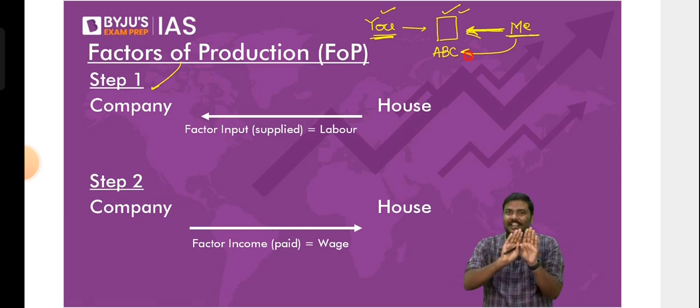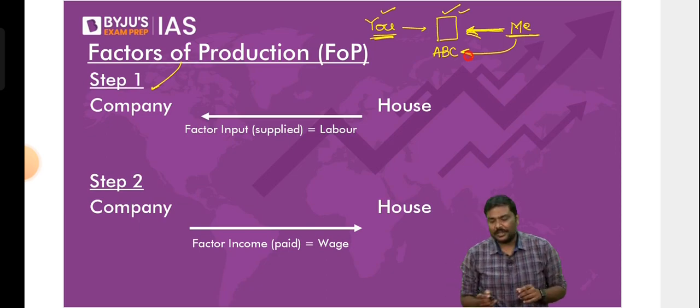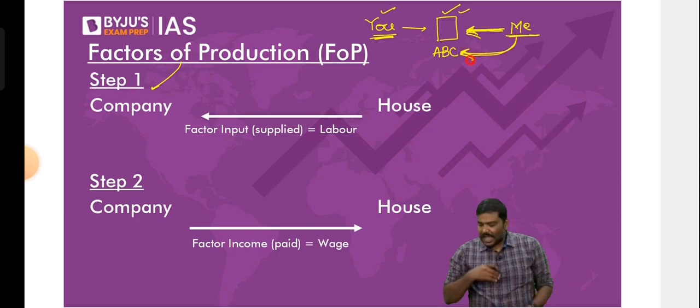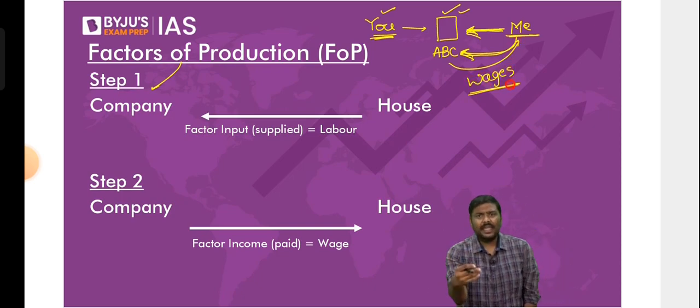Don't get conflicted here. You have invested. You have set up a company. I work for the company. Company pays me salary. I will provide the services to the company. Done? So follow this very carefully. I will provide my services to the company, I will work for the company, and the company will pay salary or wages to me. The company will use my labor services and pay wages to me.